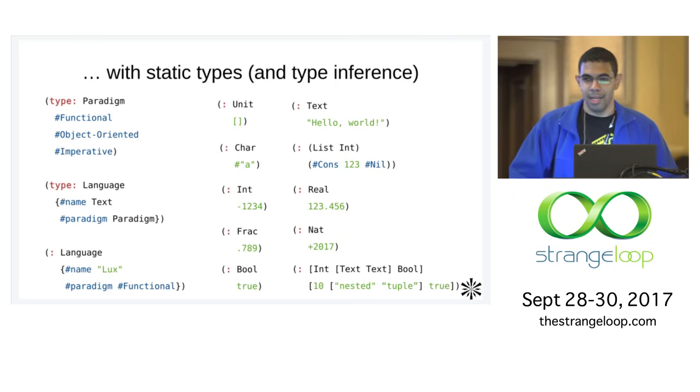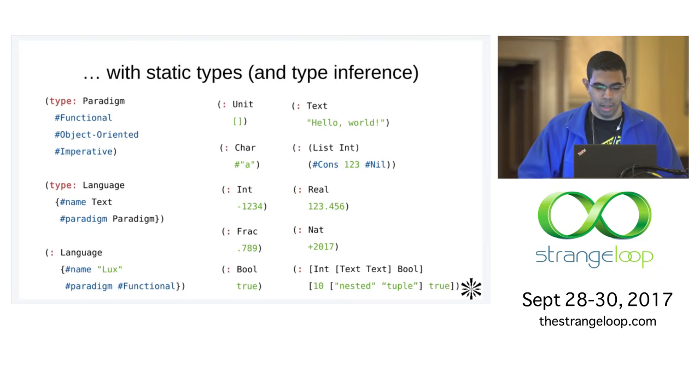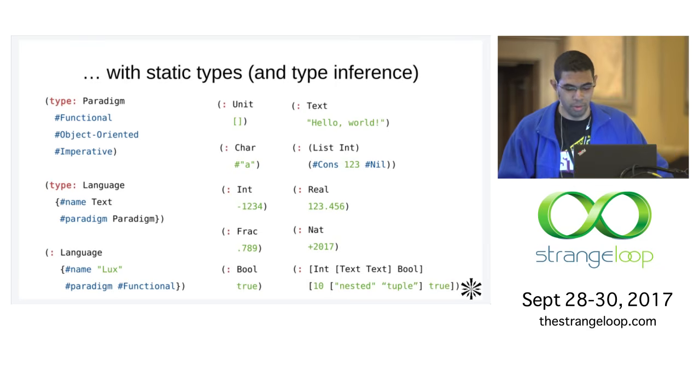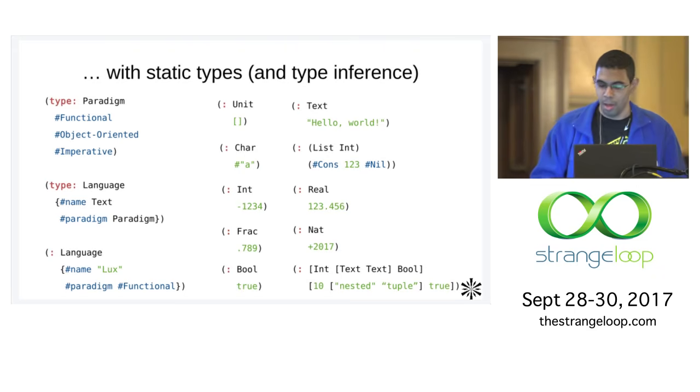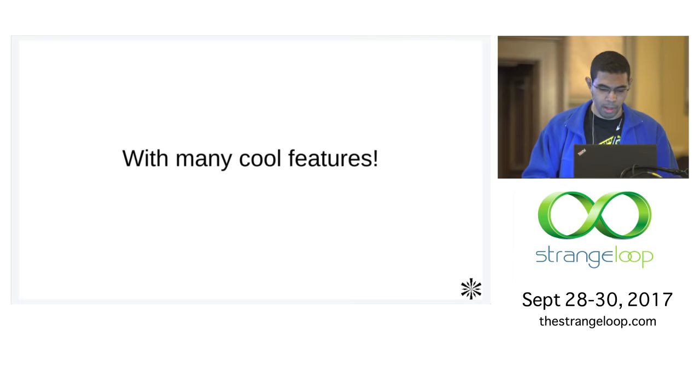Lux has static types, and it's not optional. It is a mandatory static typing system with type inference, as you can expect from modern languages. Several types of numbers, strings, tuples, some types or variants, as they are also known, records, and of course, universal quantification or parametric polymorphism, as is also known, and existential quantification. And it has many really cool features.